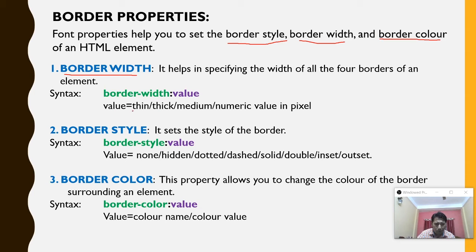So the value for the border width is thin, it can be thick, it can be medium, or you may also use a numeric value for the border width property. Okay, now the next property is border style. Once you create a border, you can apply different styles to the border. So what are the values for the border style property? You can hide the border, you can make the border dotted, dashed, solid, double, inside, outside, and many more values are there.